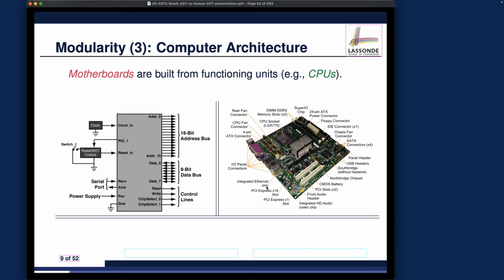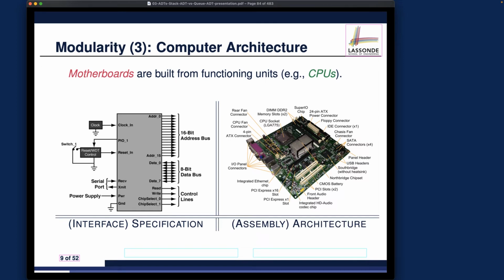Again, you want to have the notion of two different levels. At the bottom level, you have just the specification of individual modules. And at the top level, you have the integration or the assembly of different modules together. Okay, so that will be the third example.